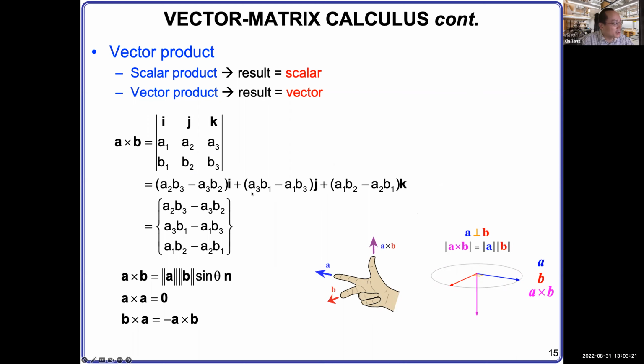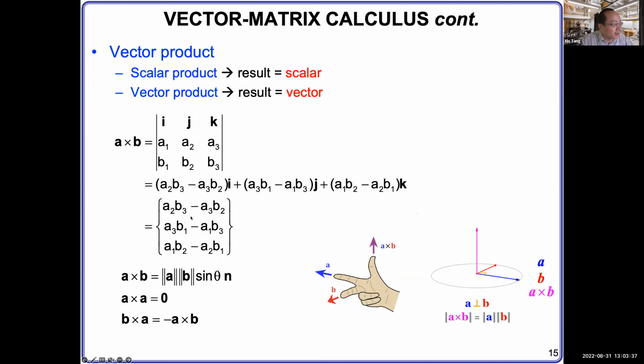Here you see they have three vectors. That means the final result is actually a vector. This vector can also be written in terms of brackets, as we discussed the notation in the past class. So you have three of them.